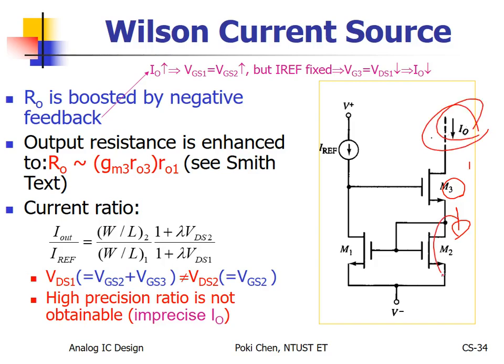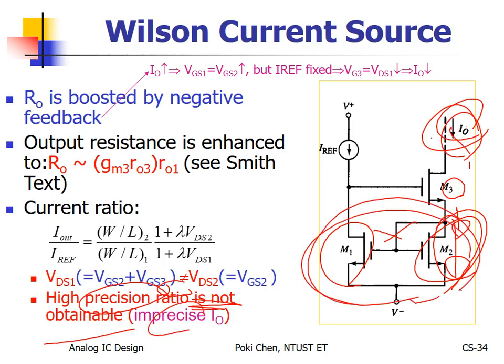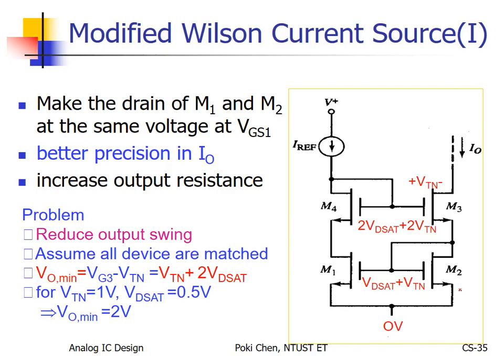IO will equal IDS2. And here, it doesn't flow anything. So my current is exactly the same as yours, but my current is less than M1. That's it. So for such precision, a high precision ratio is not obtainable. It means IO is imprecise according to the transistor ratio.